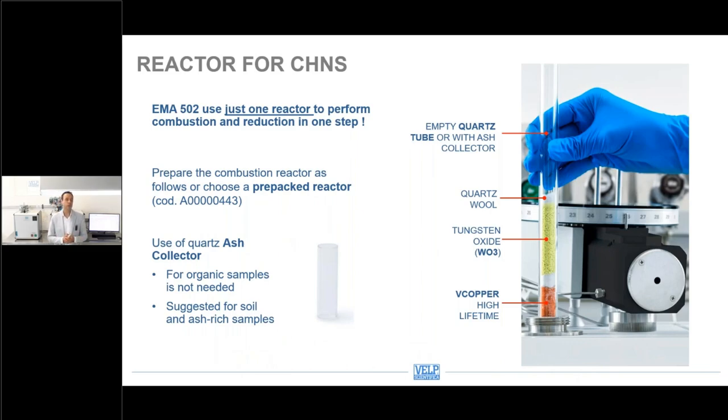The EMA 502 uses just one reactor to perform both the combustion and the reduction. So you can see in the image, on the top, there is the active part, the catalyst is tungsten oxide, while in the bottom part, there is the active copper to perform the reduction. We also provide pre-packed reactors, and in case you need to measure samples that produce a lot of ashes, such as sediments, such as soil, you can also use an ash collector inside the combustion tube.